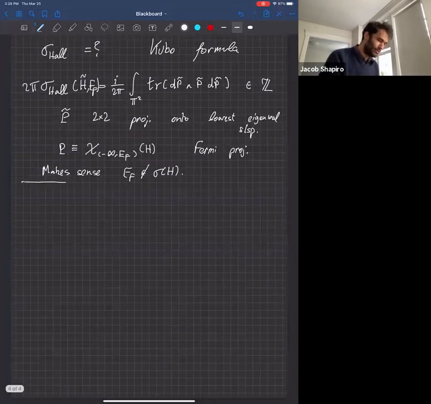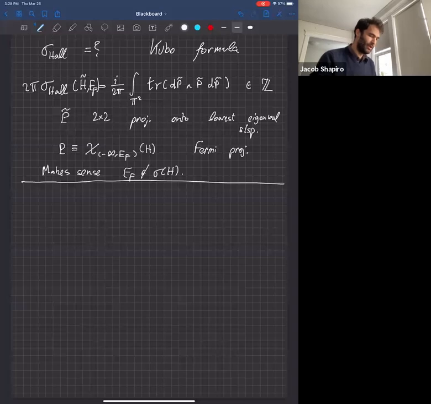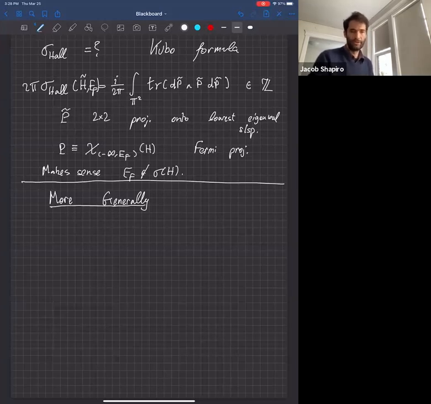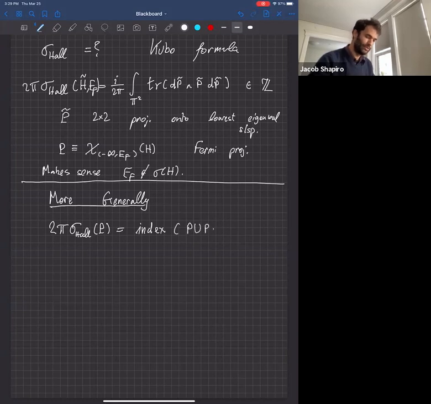Okay. So let us, however, speak about a more general formulation of this Chern number, of this Hall conductivity, that will actually be the starting point of what I want to say, because we want to consider actually disordered systems and do tight binding approximations on disordered systems. So more generally, it turns out that you could write the Hall conductivity associated with some projection, so with a Hamiltonian and the Fermi energy, as an index, a Fredholm index of an operator PUP plus P perp.